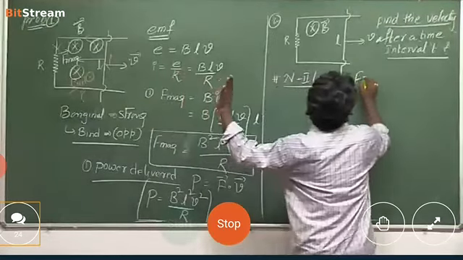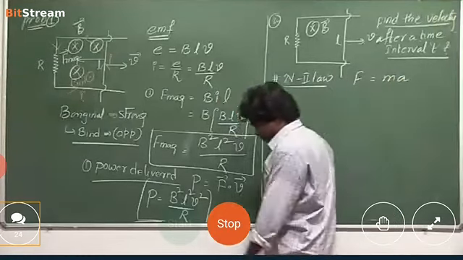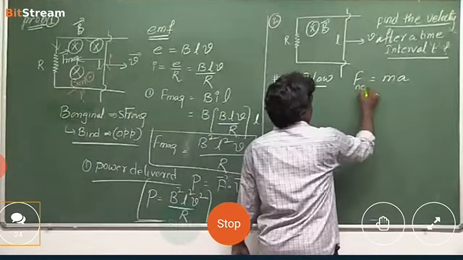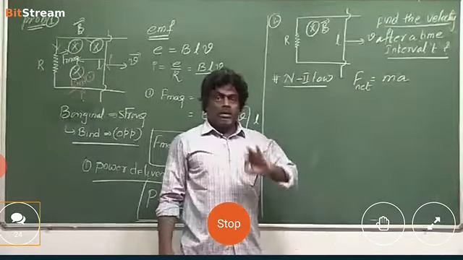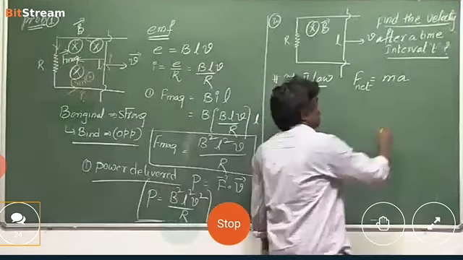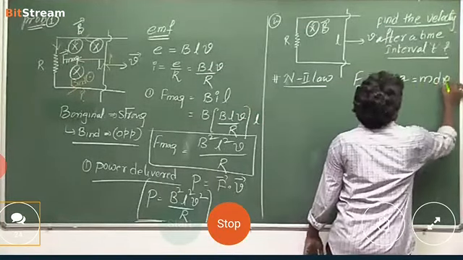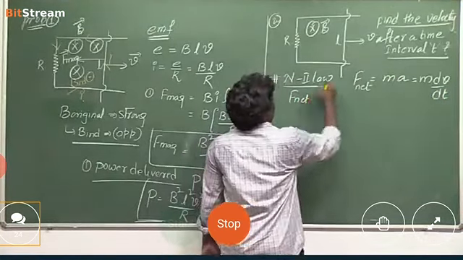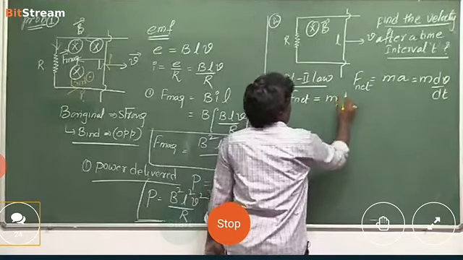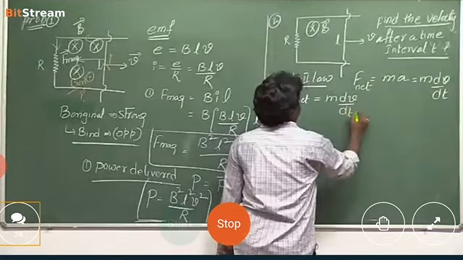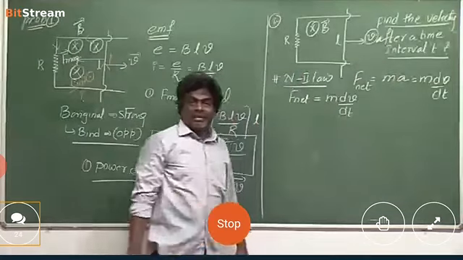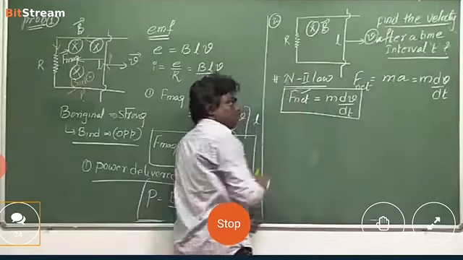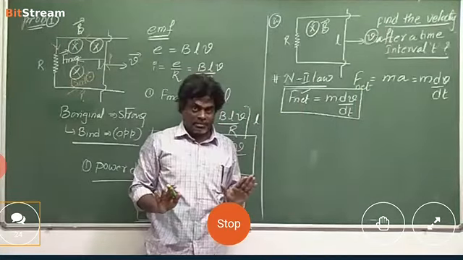Newton's second law: F equal to ma. It's not simply F, it is F net. Total net force is equal to ma. Acceleration is dv by dt. If I find the net force on this rod, then that is equal to m dv by dt. Then I can find the velocity after some time t. For that, what do I need? Forces. How many forces are there?